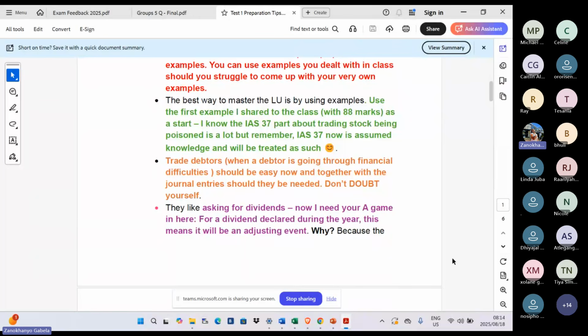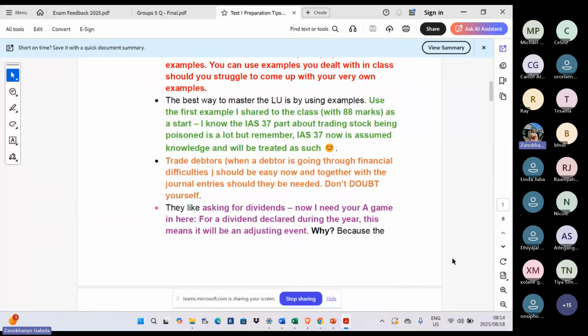Hence, it's an adjusting event. When you say it's an adjusting event, it means there must be a journal entry that must be processed in the records, or some sort of an adjustment. It doesn't have to be a journal entry, but some sort of an adjustment must be done in the financial statements. Right. Now that we've covered the first part of the dividend, let's speak about the other dividend scenario.